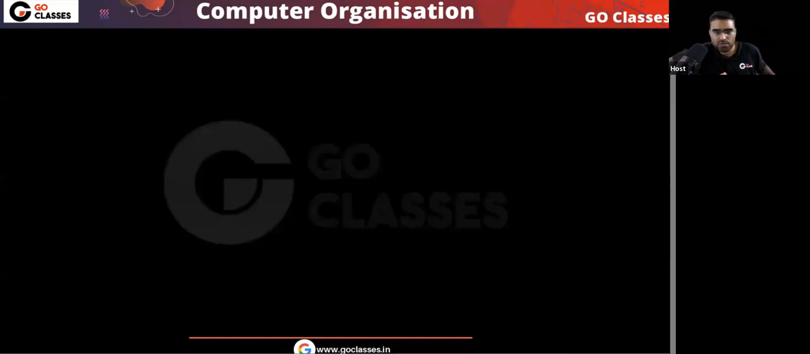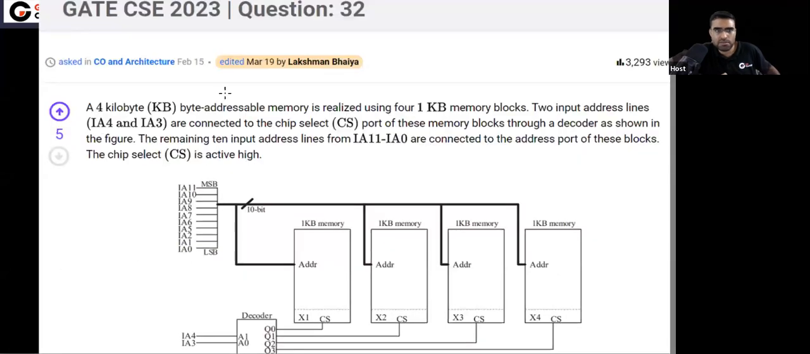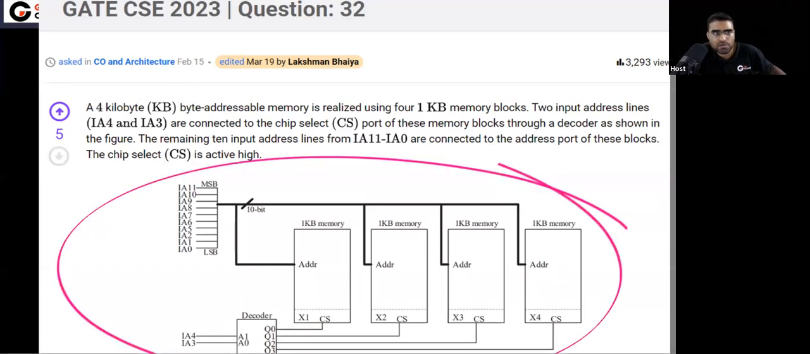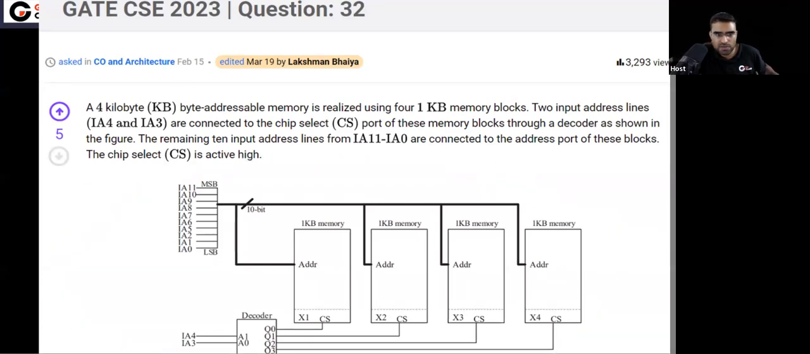Let's move on now. Let's solve this question. This is a GATE Computer Science 2023 question, latest question. Read the question and tell me the answer. This question is based on memory interleaving. The implementation is given to you. Now let's solve this question. This is quite easy.